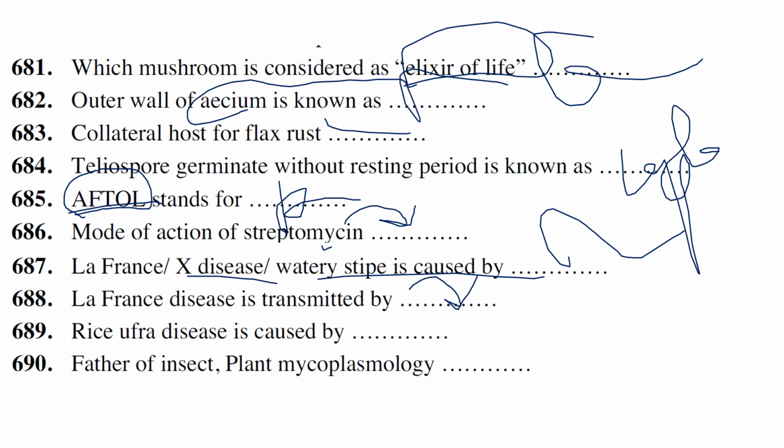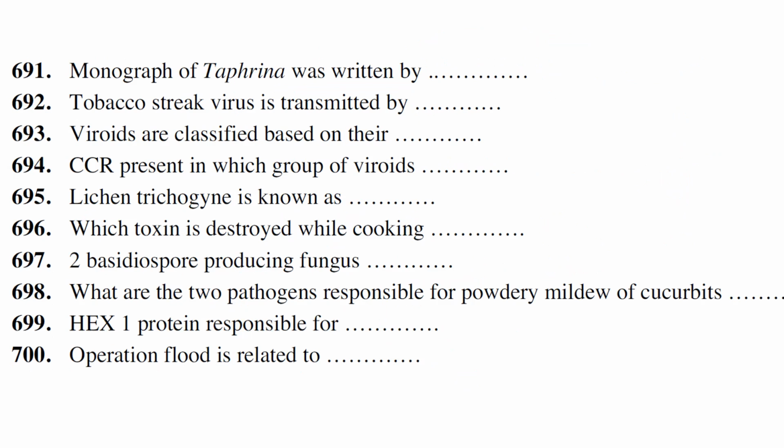Okay, Rhizoptera disease is caused by Dietyllingus angustus, father of insect mycoplasmology. Yellow Kunkel is generally considered the father of insect and plant mycoplasmology. The monograph of Cercospora was written by A.J. Mix in 1961, I think so, probably. Tobacco streak virus, coconut foliar decay virus and soot virus are all transmitted by mealybugs.